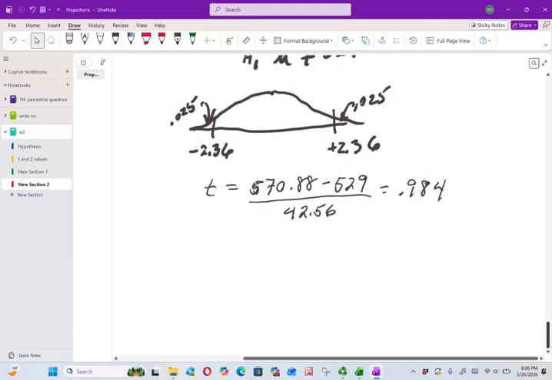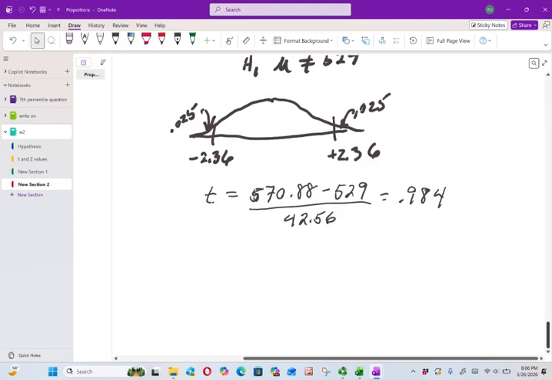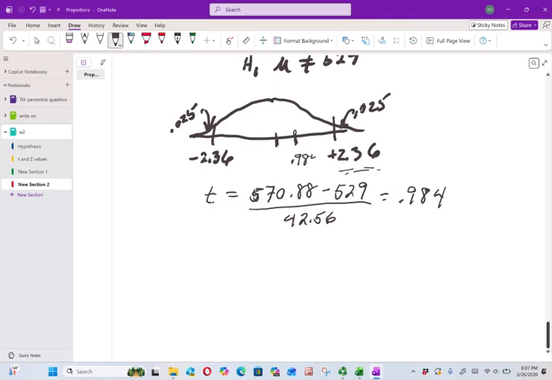Now we need to find if that is high enough to go into one of the tails, either the positive or the negative. Here it's positive, so we're going to be looking at the positive tail. And we can do this two ways. The first is we can compare 0.984 to the critical regions. 0.984, which is just about at 1, is not in the critical region. So we would fail to reject.